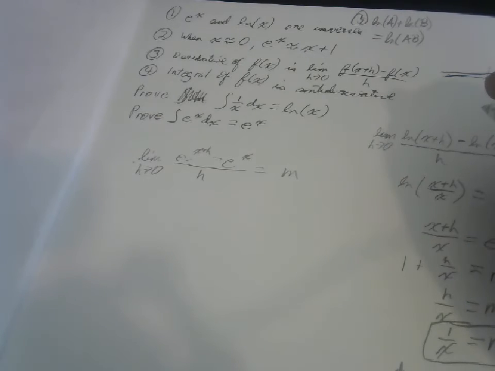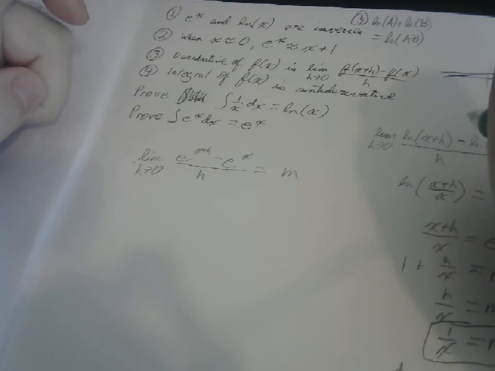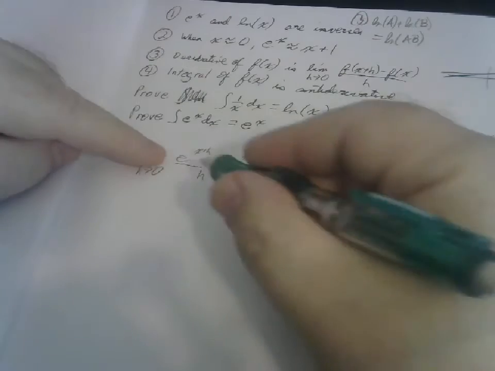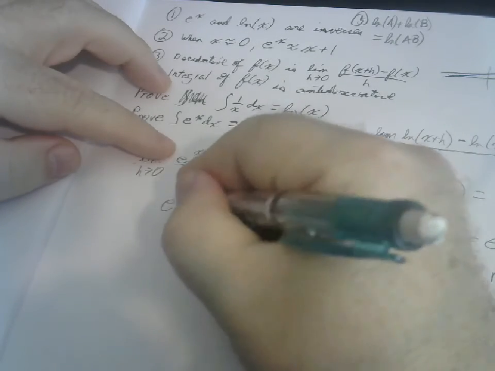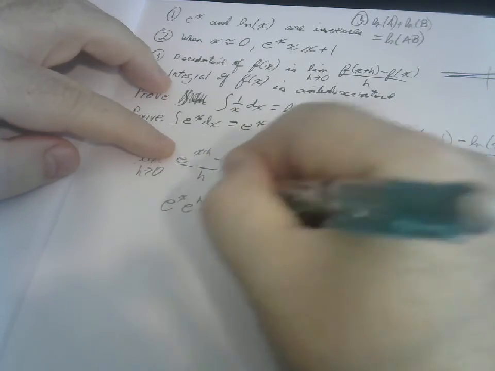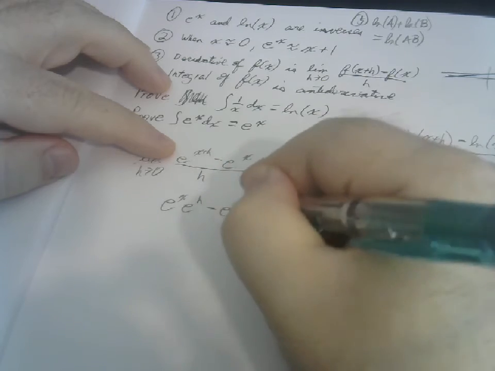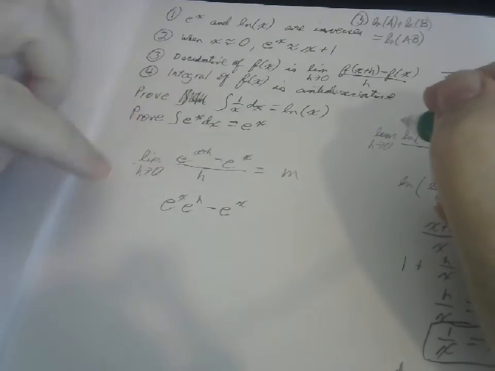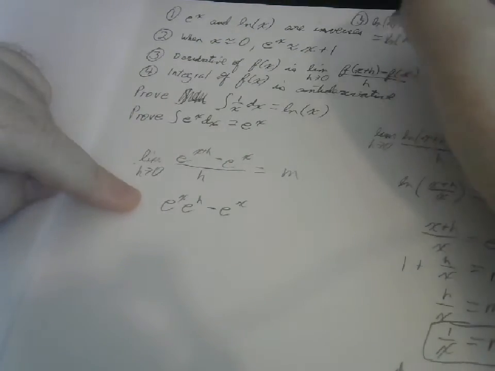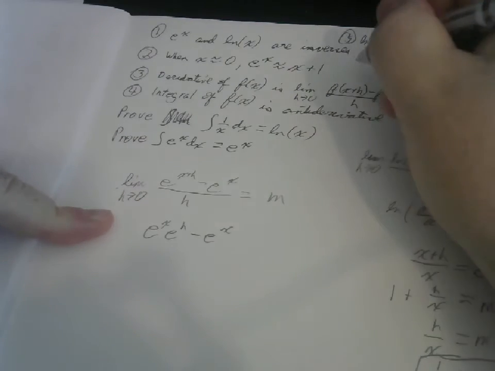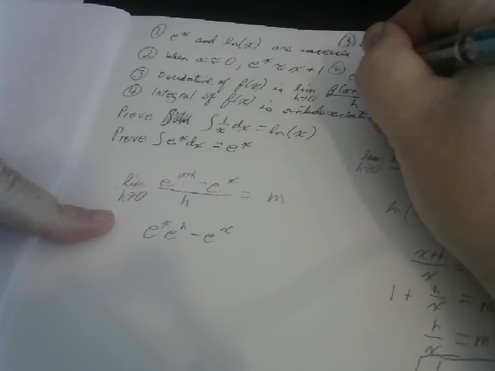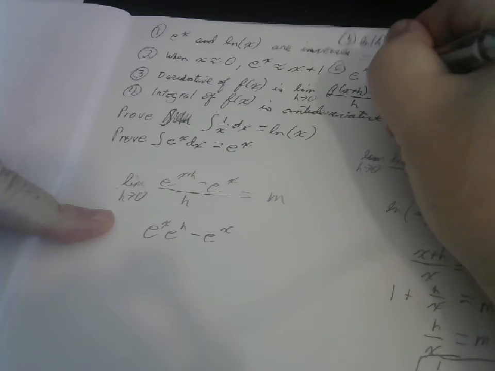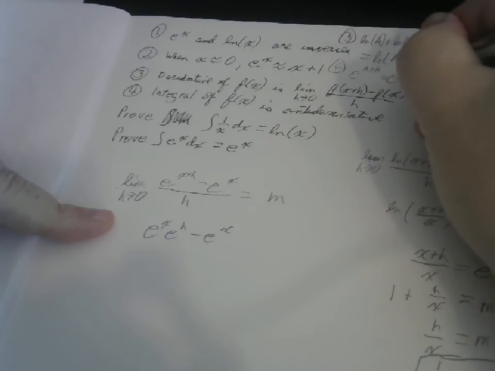So when I take e to the x plus h, what can I do here? Oh, I can take this and turn it into e to the x, e to the h, minus e to the x. So that is something else, an assumption that I could point out up here. 6, that e to the a plus b equals e to the a, e to the b.